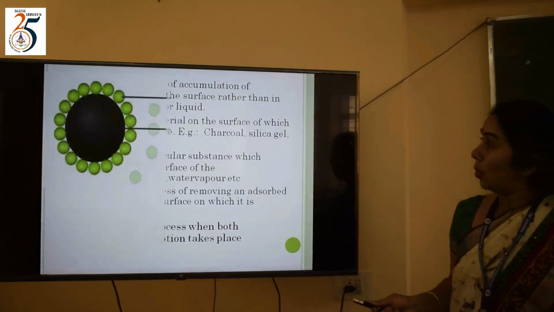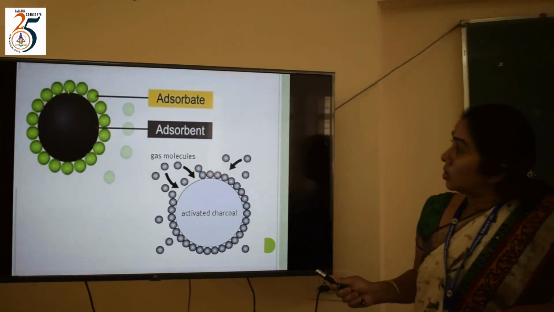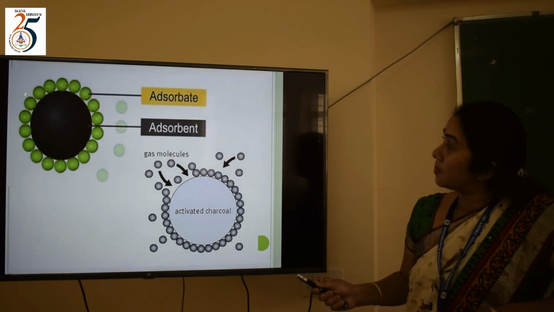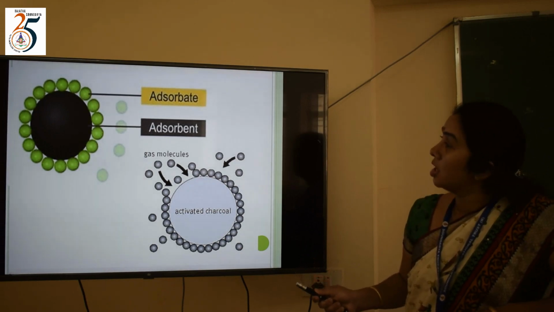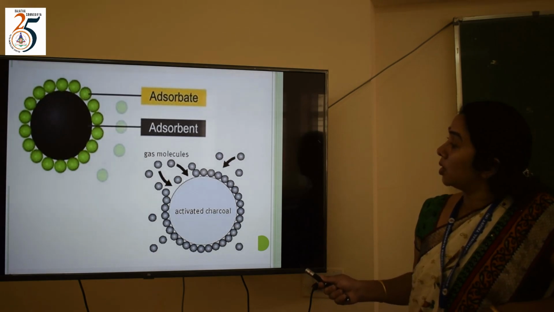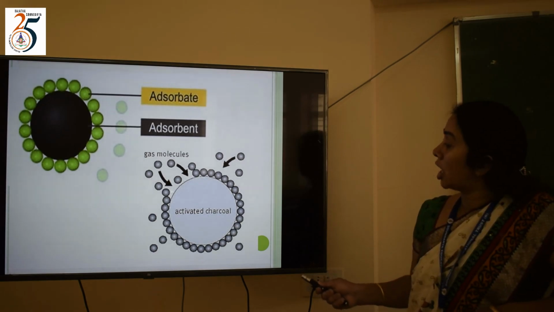Once again you can see here, the black thing indicates the adsorbent and the green substance accumulating on the surface, we call it an adsorbate. One more figure is over here, where gas molecules are adsorbed on the charcoal.